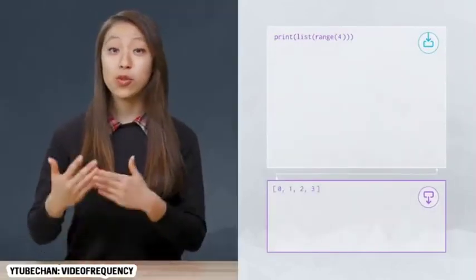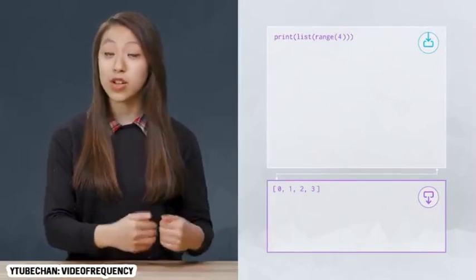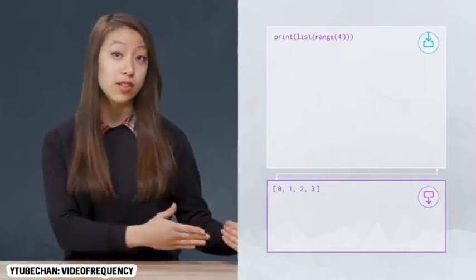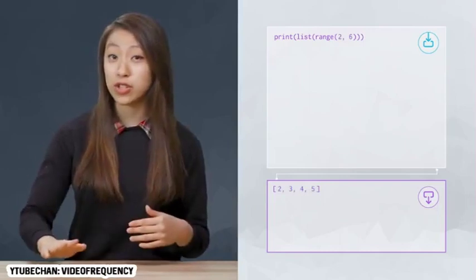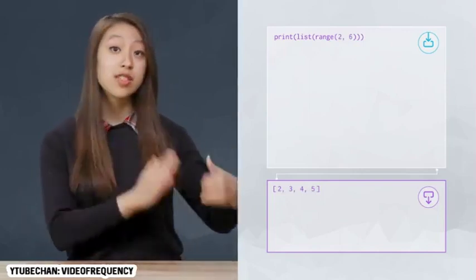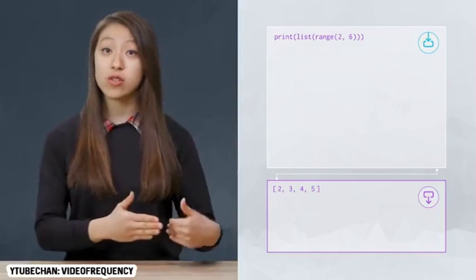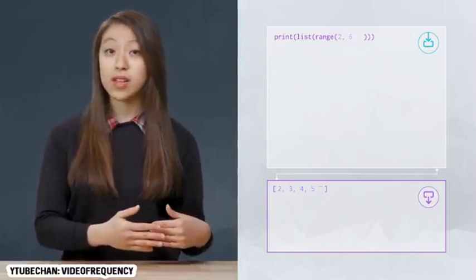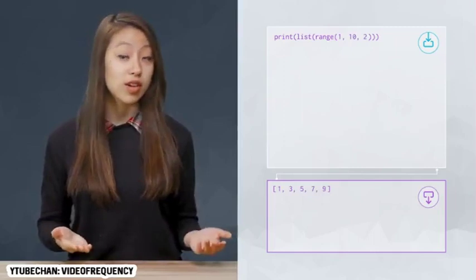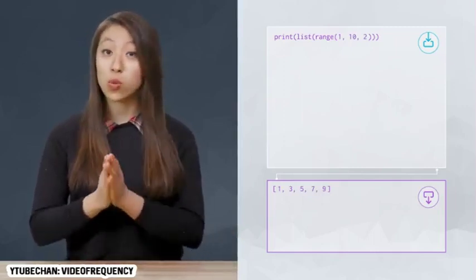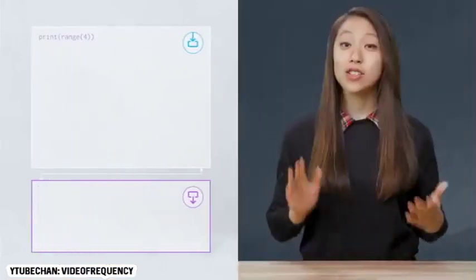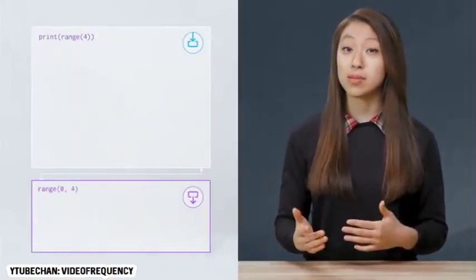Calling range with 1 integer will make that the stop argument and return a sequence of numbers from 0 to that integer minus 1. So range 4 returns 0 through 4 minus 1, which is 3. Calling range with 2 integers will make those the start and stop, and return a sequence of numbers from the first number to the second number minus 1. Range 2, 6 returns a sequence from 2 to 5. Calling range with 3 integers will return a sequence of numbers from the first to the second minus 1, separated by the third. So range 1, 10, 2 returns a sequence from 1 to 9, incremented by 2. Notice in these examples, we wrapped range in a list before printing it.